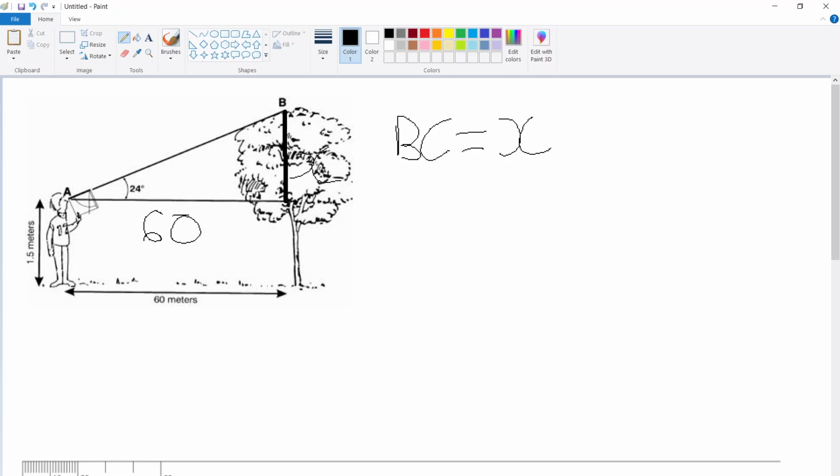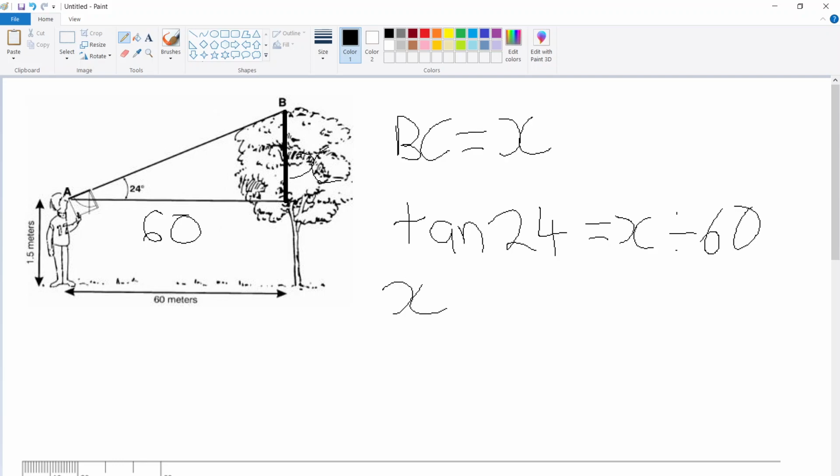All right, then I can use tan because I have opposite and adjacent. So the idea is we would have tan of the angle first, 24, equals opposite X divided by 60. That's where the 60 goes. All right, and taking the 60 across, I could write this as X equals tan 24 times 60. So make sure you've got brackets in there. You put that in your calculator.